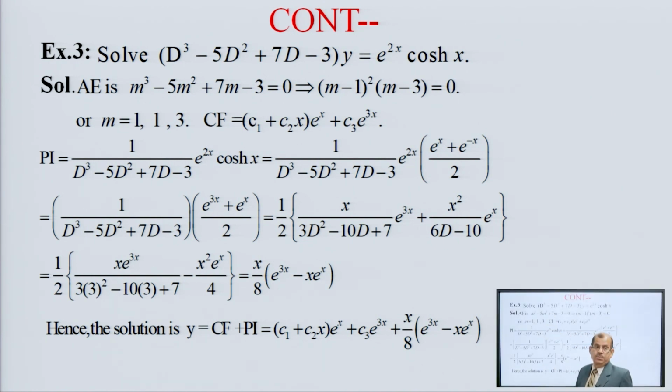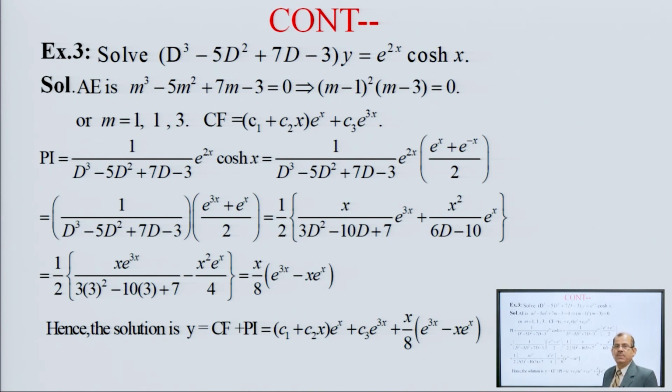Solve (D³ − 5D² + 7D − 3) y = e^(2x) cosh x. The auxiliary equation is m³ − 5m² + 7m − 3 = 0. Factorize it, we get (m − 1)² (m − 3) = 0, which means m = 1, 1, 3. So 1 is a repeated root.